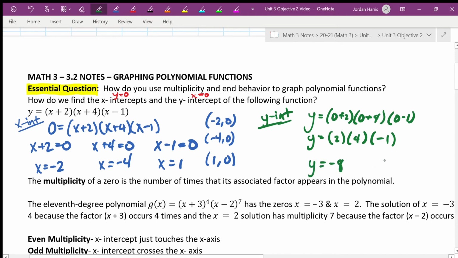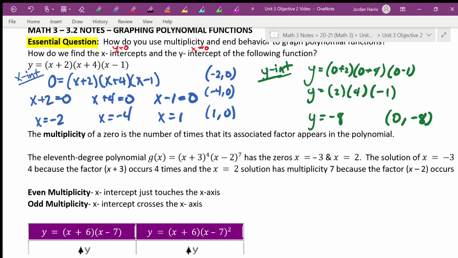Once again, an intercept is always a point, so it's (0, -8). Right? I plugged in 0 for x, that's why that one's 0. And I plugged in 0 for y, that's why those were 0. Okay, so that's a little review of something you should already know. Now we're going to get into the new stuff.